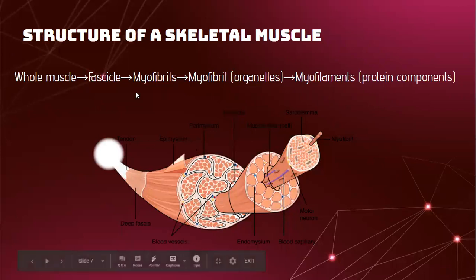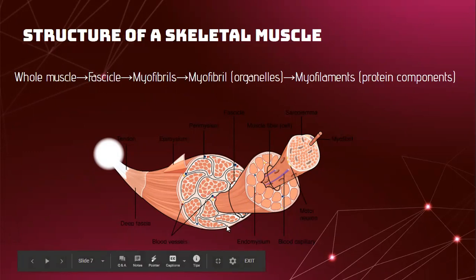So this is the whole muscle, this whole fleshy part right here. That's the tendon, the white part. And then you have a fascicle within the whole muscle. So this is a fascicle. You can see it's one of these roundish, kind of big structures you see here. Those are fascicles. They're called fascicles. And then we have myofibrils, which are within the fascicle.